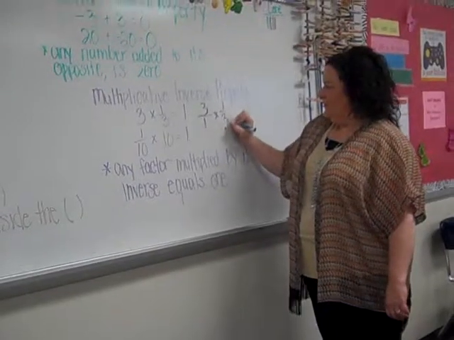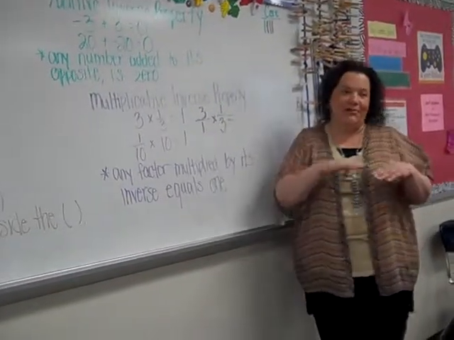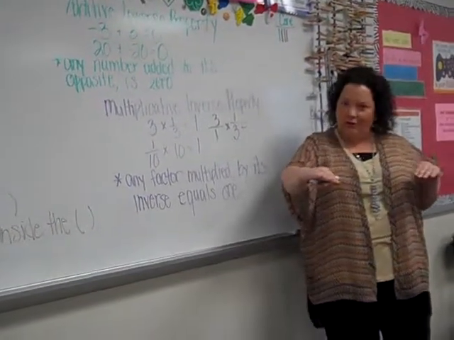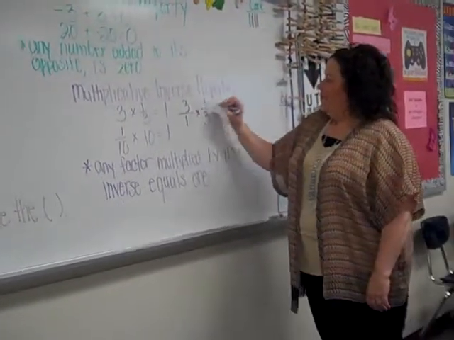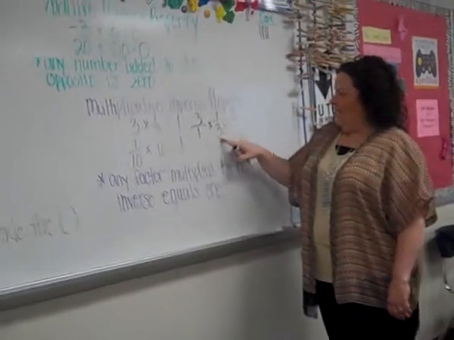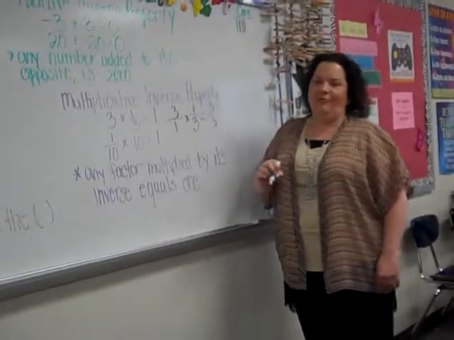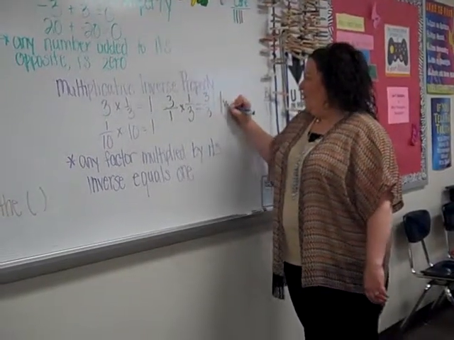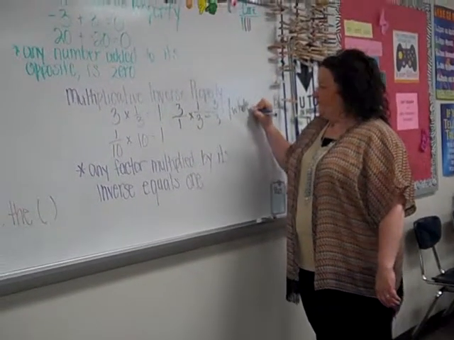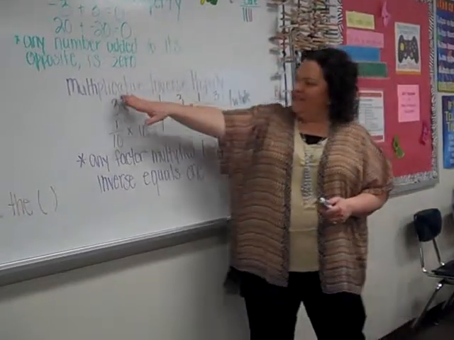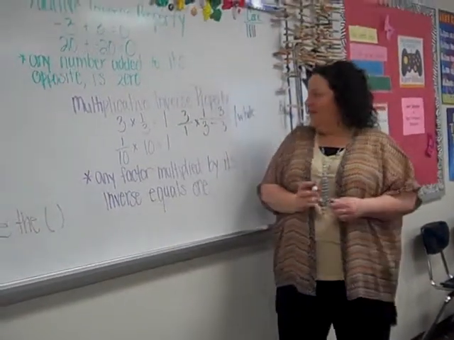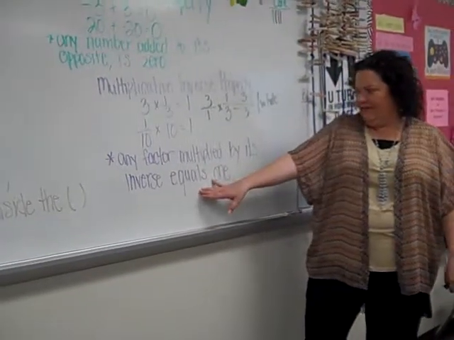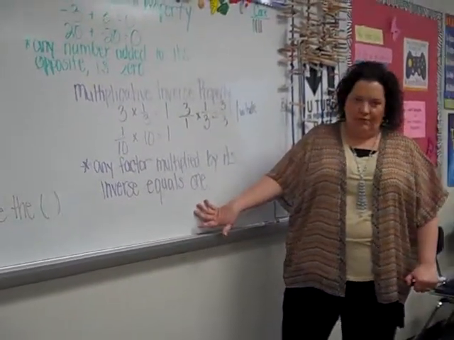Remember, with multiplying, we just multiply the numerators and denominators straight across. So 3 times 1 is 3. 1 times 3 is 3. If we have 3/3 of something, we know we have 1 whole. So once again, that's considered the multiplicative inverse property. Any factor multiplied by its inverse equals 1.